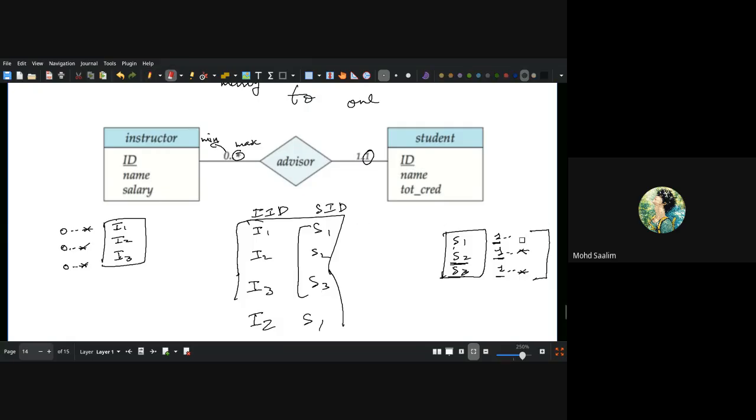But in our relationship, the minimum was one and the maximum was also one. So we understood that a student will come exactly once. So this is not allowed: if S1 is connected with I1, S1 again cannot be related with I2. It can have only one occurrence, either with I1, or with I2, or with I3. Got it?